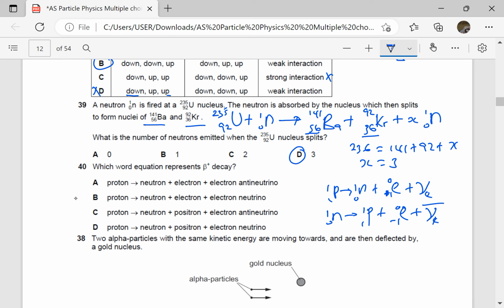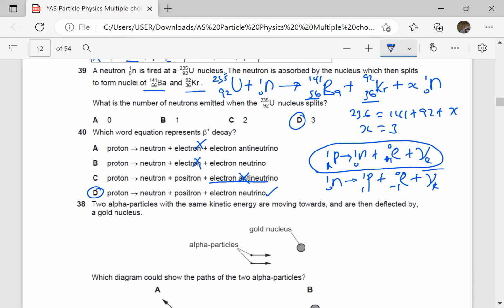So let's check. We want beta plus, which is the one on top. So a proton, p 1 1, changes to a neutron to give a beta plus, which is a positron, plus a neutrino. Proton changes to a neutron plus an electron. It is not an electron. Proton changes to a neutron plus a positron. That is true. But this is accompanied by a neutrino, not an antineutrino. So that is not true. Proton changes to a neutron plus a positron plus an electron neutrino. That is true. So the answer is D.